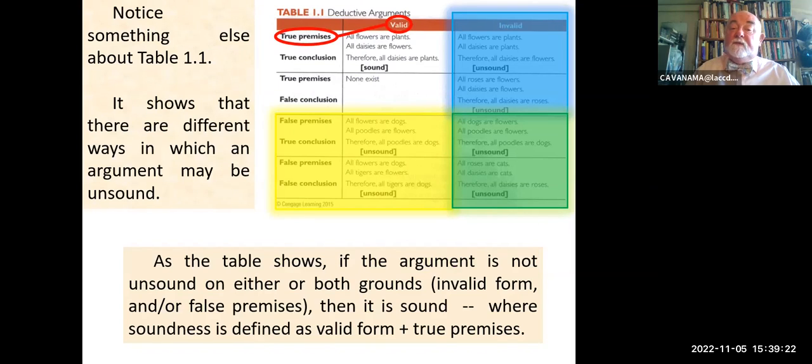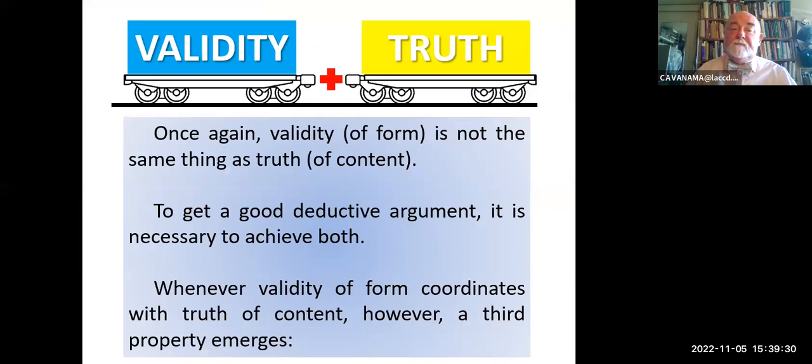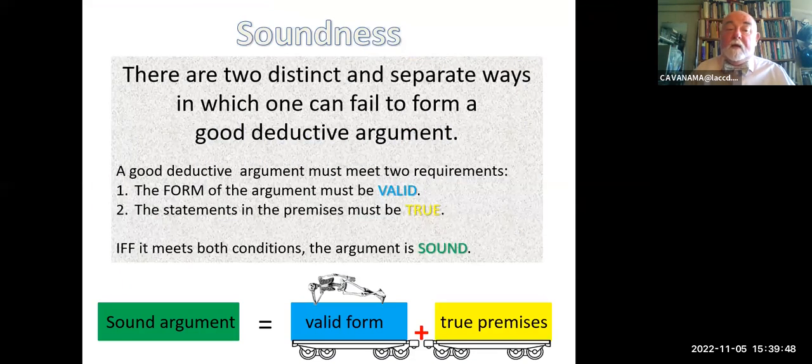As the table shows, if the argument is not unsound on either or both grounds, then it is sound, where soundness is defined once again as having a valid form plus true premises. Again, validity of form is not the same thing as truth of content. To get a good deductive argument, it's necessary to have both. And whenever you get a coordination between validity of form and truth of content, a third property emerges, and that's the one we call soundness. A sound argument is one which has both a valid form and true premises. Now, a good deductive argument must meet two requirements. The form of the argument has to be valid, the statements in the premises are true, and if those two conditions are met, the argument is sound.